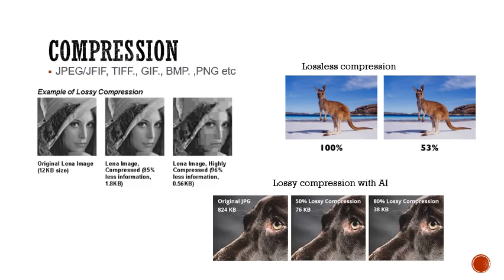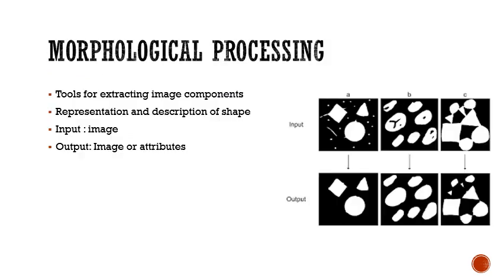Although you will not be going into much detail of this in your subject, if you are interested and want to know more, please explore it. However, nowadays with the increase in AI, that is artificial intelligence, it is possible even with lossy compression not to lose the quality of an image. So AI and machine learning have improved compression to a higher extent, with less loss of information. So next, coming to morphological processing.